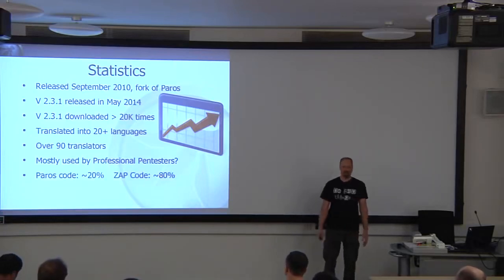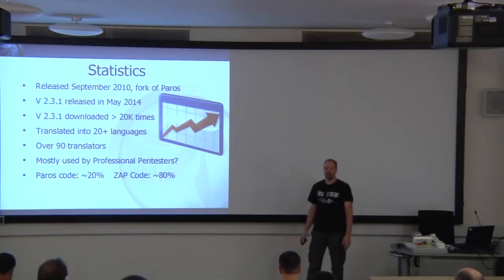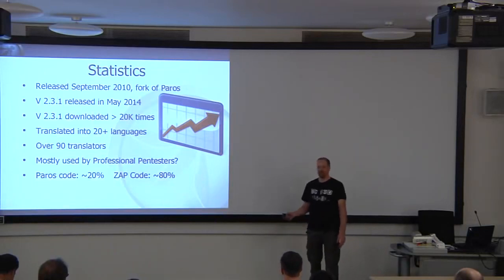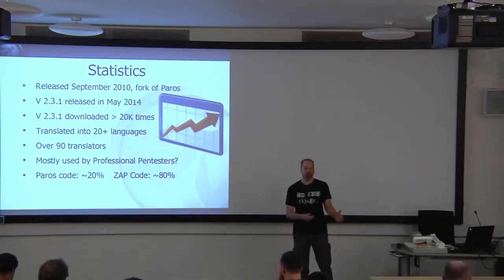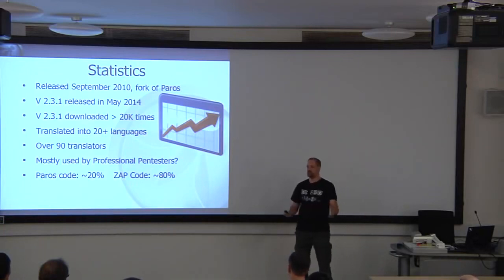And every so often I see something about ZAP being just a fork of Paros. I did some rough finger in the air calculations, and I reckon that of the current code base, only about 20% is Paros code. Over 80% is now new code. We're not trying to get rid of the Paros code, but we're putting new functionality in, replacing things, getting rid of old stuff.